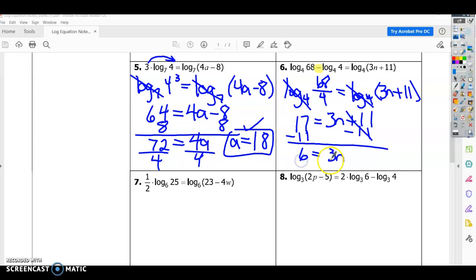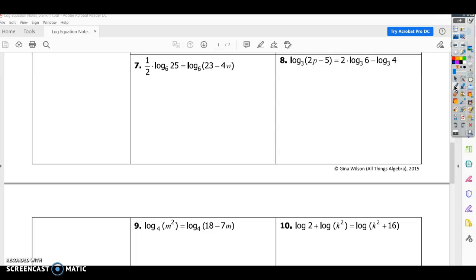And again, once you get rid of the logs, it's just a simple equation that you've solved for years. So all we're doing is solving equations. That's why I'm moving through these kind of quickly. Logarithms are new, but solving equations should not be new. All right, so number 6, we got 2. If we plug back in 2, 3 times 2 is 6. 6 plus 11 is 17. 17 equals 68 divided by 4. Again, when we plug that in, it works.